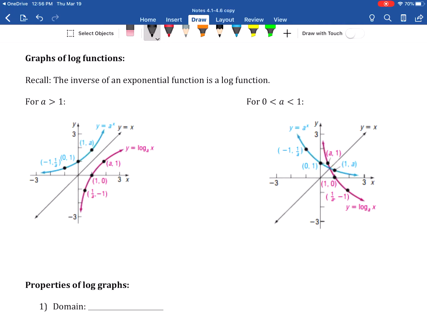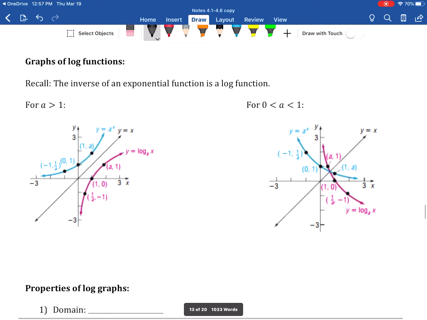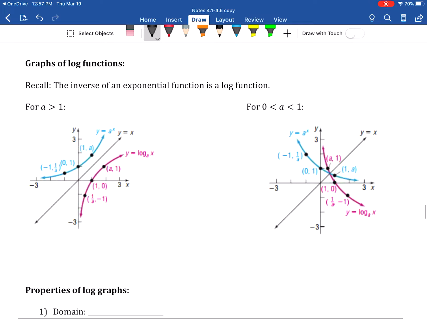So remember that the exponential function is the inverse of a log function and vice versa. So once you understand what an exponential function's graph looks like, you can sketch the graph of its inverse function, in other words, the log function, by reflecting that exponential graph across the line y equals x. So the blue graph that you see is an exponential graph. The pink graph is the logarithmic graph. You can see how they differ when the base is bigger than 1 versus when the base is between 0 and 1.